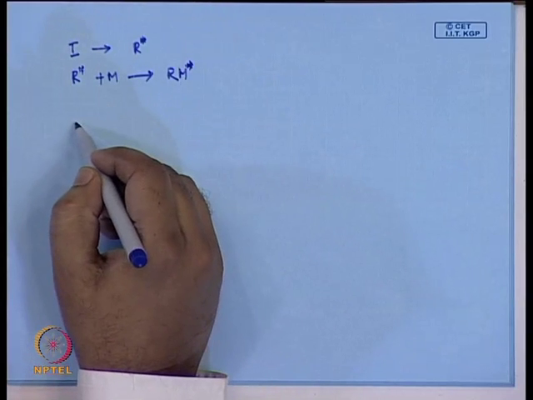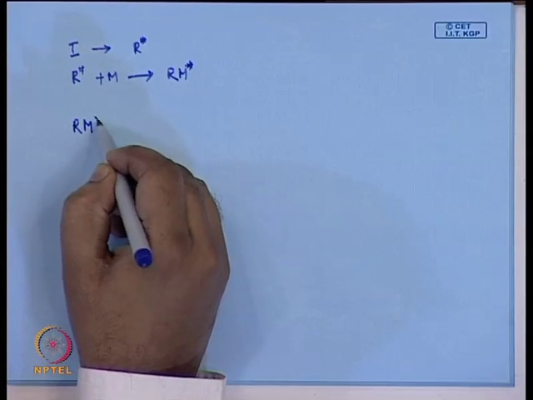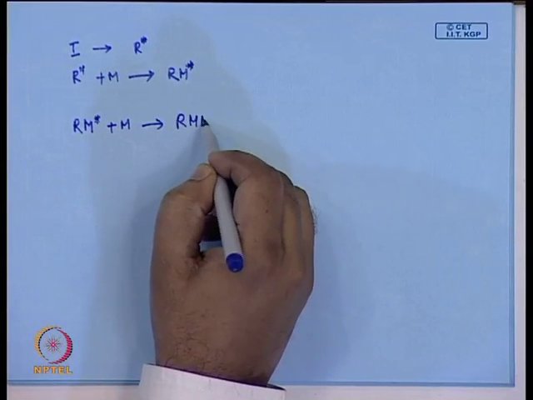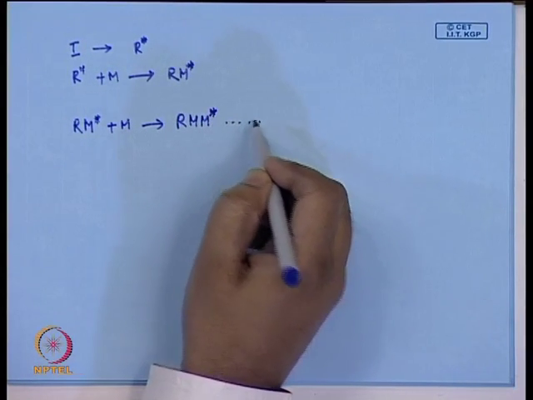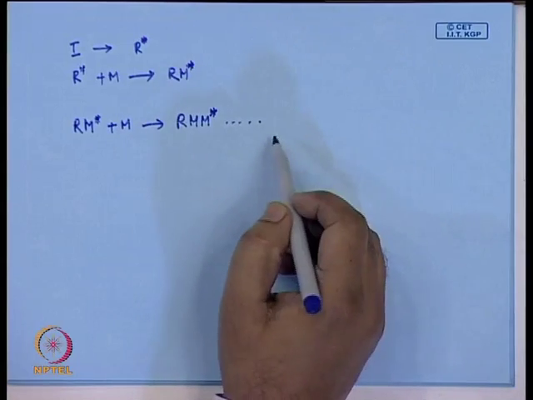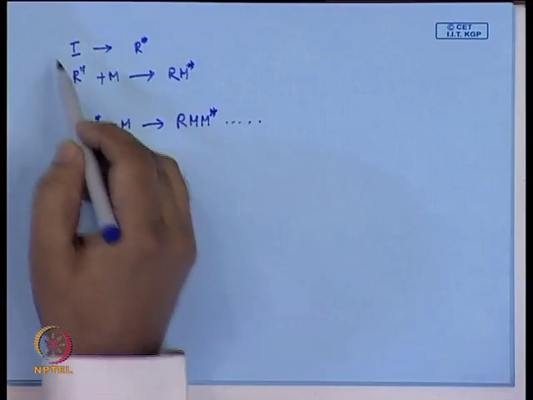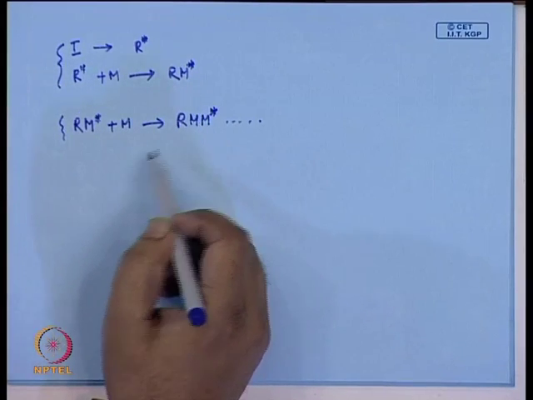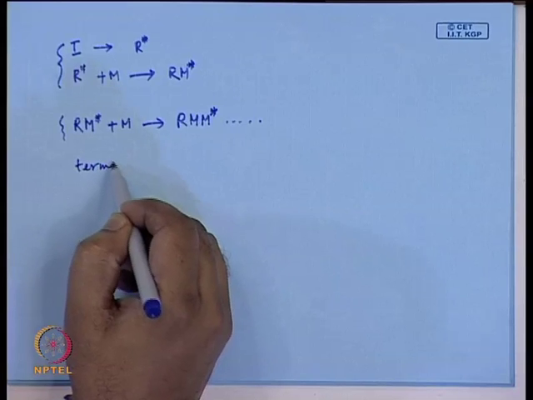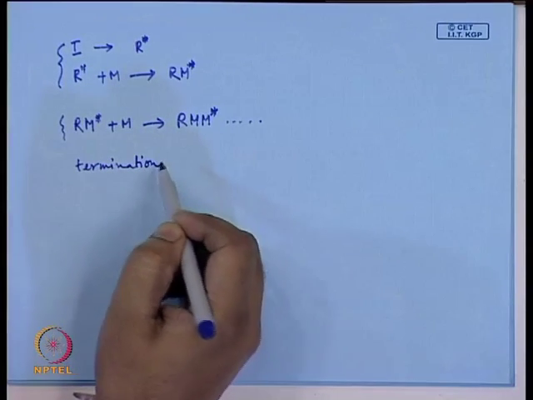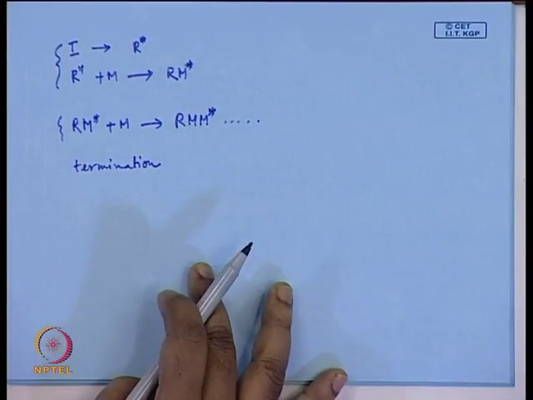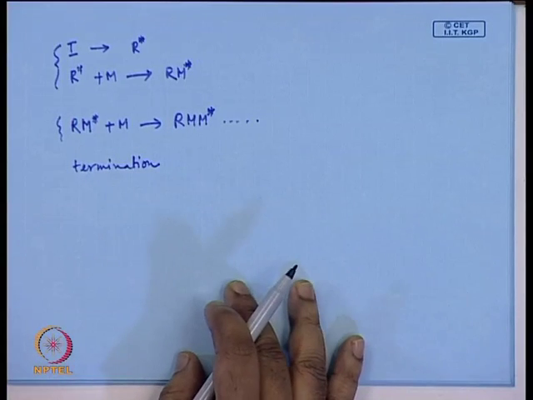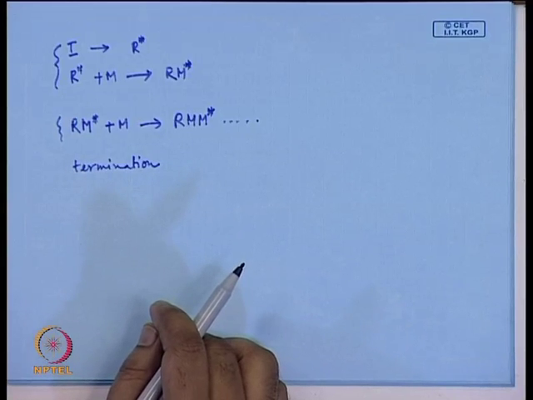This will initiate the chain by reacting with further monomers, forming an extended chain, and this will progress to make a complete polymer. So, this is the initiation step, this is the propagation step, and also we have the termination step. We also have another possible step, like transfer reactions, which we will discuss when necessary.